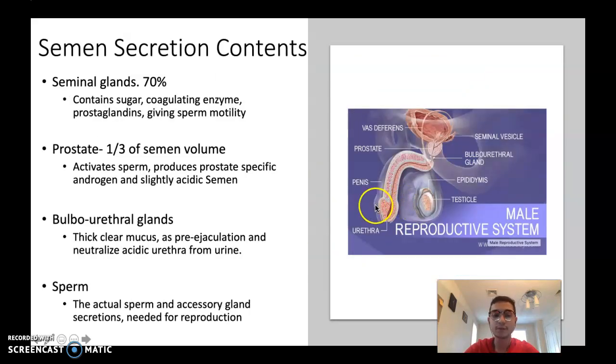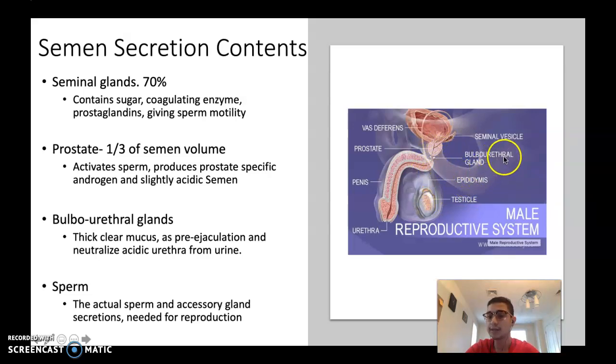Now, the actual semen contents: there are four different types of contents. We have the seminal glands, which contain sugar, coagulating enzymes, and prostaglandins. They give the sperm the motility that it needs, as we see here, the seminal vesicles. You also have the prostate, which is right over here, which activates the sperm. It produces prostate-specific antigen, which is a factor when we're looking for cancer, and it's also slightly acidic for the sperm.